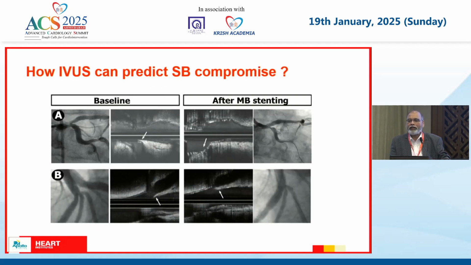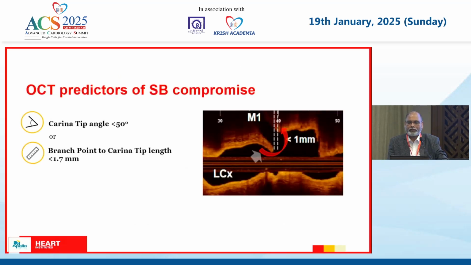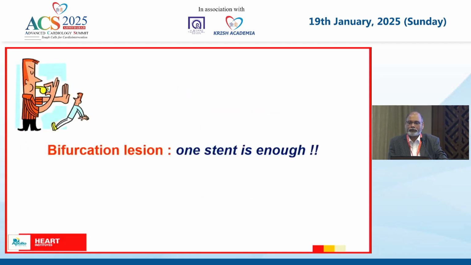Now, at baseline, you have to do an IVUS run and see. If the IVUS sign, the eyebrow sign, is present, the side branch is possibly occluding, so be prepared to keep a wire there and see what is best to be done. OCT has good predictors of side branch occlusion. There are two things: the carinal angle, which is less than 50, or the BPCT, that is branch point to carina tip length, which should be less than 1.7. I'll show you two examples.